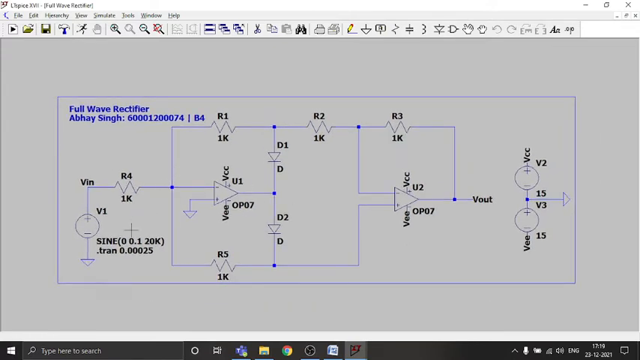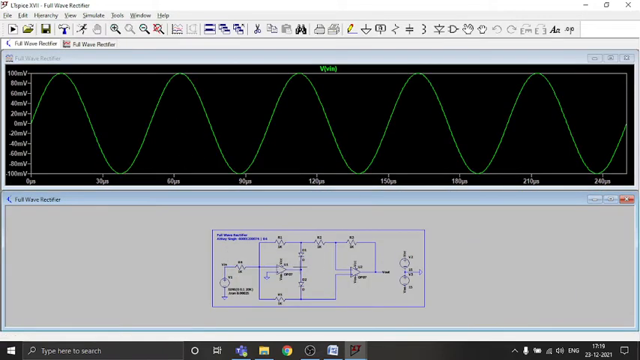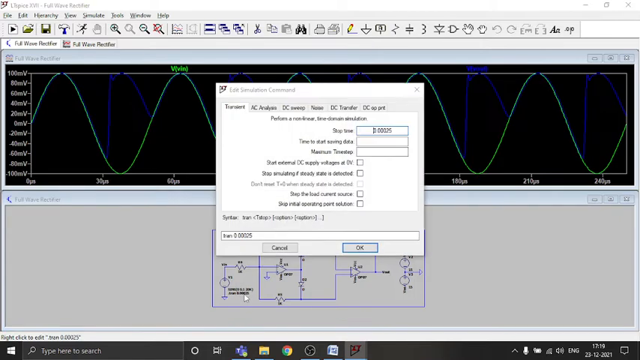I have given my Vin at the inverting terminal of the op-amp, with amplitude 0.1 and frequency 20 kilohertz. Now I am going to run the simulation, and I am going to take my input as well as my output. As you can see, it is giving some inappropriate output because my frequency is very high. So I will make the frequency low.